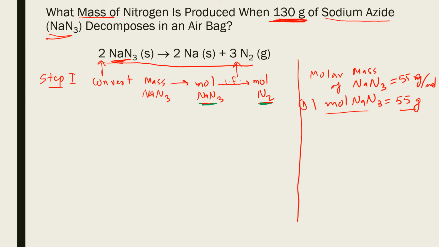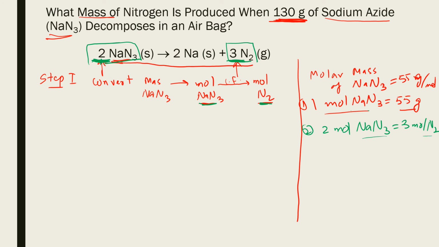If we look at the balanced equation, the coefficient in front of sodium azide is 2 and the coefficient in front of nitrogen is 3. So we can say that 2 moles of NaN3 is equal to 3 moles of nitrogen. So that's the mole to mole relationship. Number one was the mole to mass relationship for sodium azide, and number two is the mole to mole relationship between moles of sodium azide and moles of nitrogen.